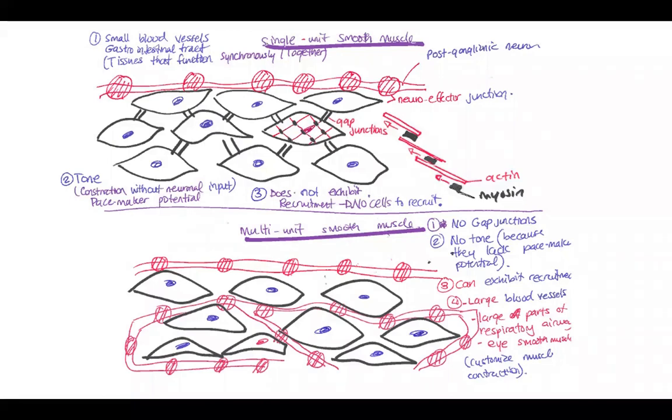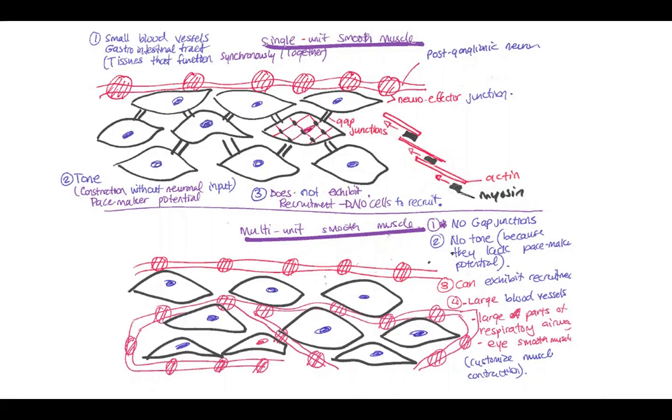Other things that we see exhibited here are tone, so the constriction without any input. This is called pacemaker ability. We'll talk more about that with cardiac muscle as well, that also exhibits pacemaker ability. And the third feature here of single unit is that it does not exhibit recruitment because there are no additional cells to recruit. All right.